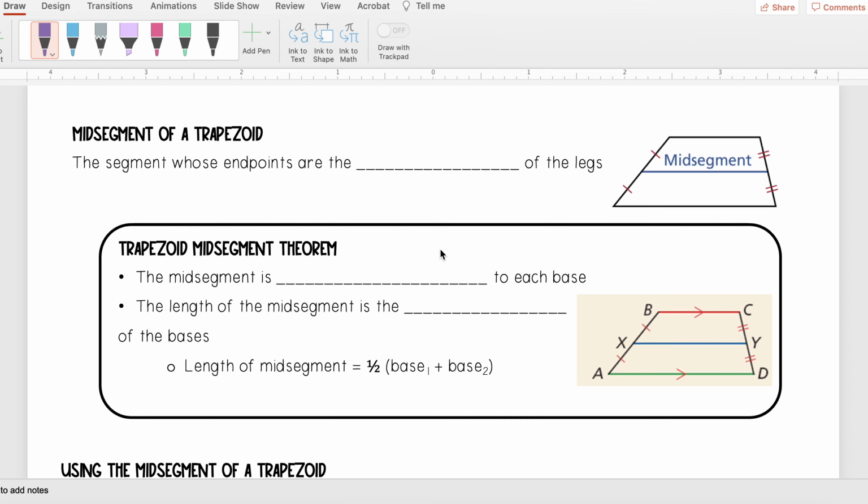In this video, we're going to be talking about the mid-segment of a trapezoid. We did something similar with triangles. We found the mid-segment of a triangle. Well, we also have a certain formula to find the length of the mid-segment of a trapezoid.